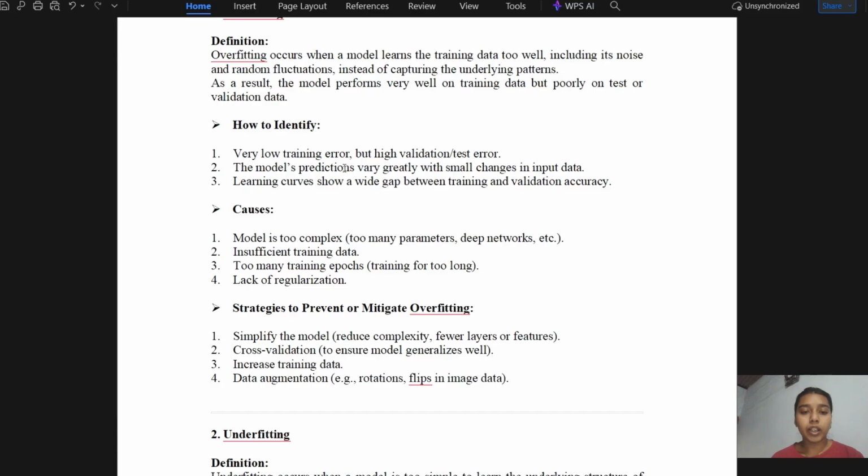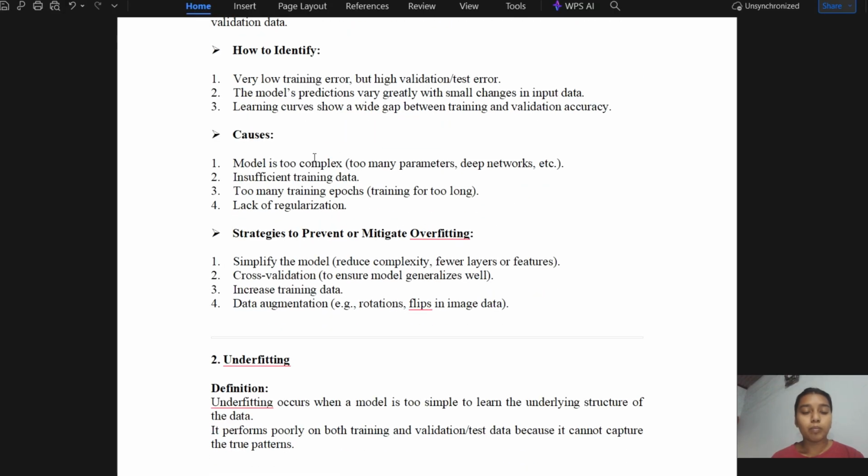First, very low training error but high validation or test error. Second, the model predictions vary greatly with small changes in input data. Third, learning curves show a wide gap between training and validation accuracy.